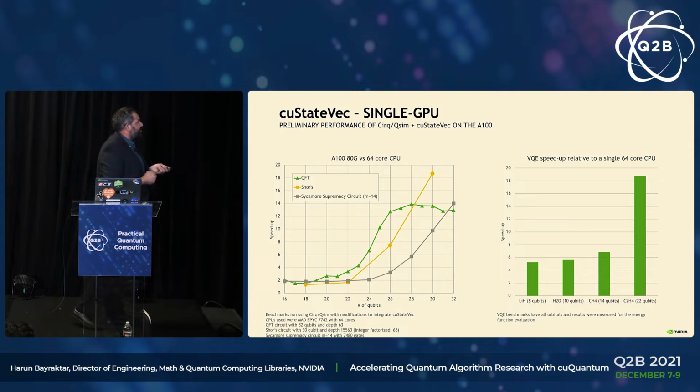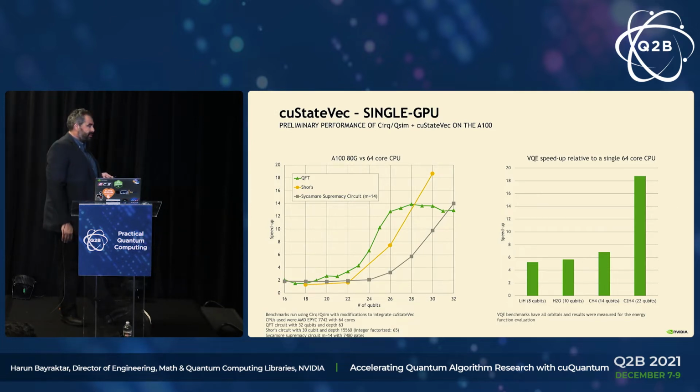Same thing on the right-hand side, but it's specific to VQE. We'll get to it in a second. So the y-axis on this chart is the speedup, and the x-axis is the number of qubits. And as we grow the problem size, you get to the point where you're starting to see very significant speedups, often exceeding 10x, 12x, and for the Shor's example, you can see we hit close to 19x speedup on a one-to-one comparison.